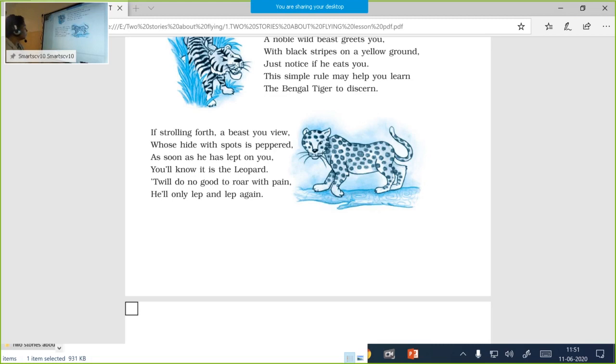It will do no good to roar with pain, since you find the animal has pounced upon you. If you find that it has leapt on you, you can be certain that it is a leopard, and it is of no use to cry out with pain, because that would only result in the animal getting all the more excited, and it would just go on leaping and leaping, carrying you along with him. So that is the technique suggested by the poetess to identify a leopard.